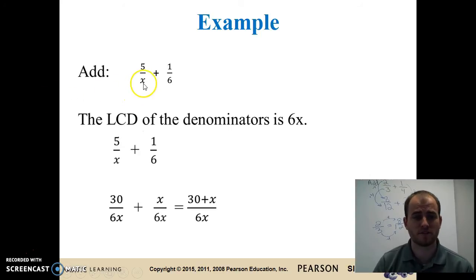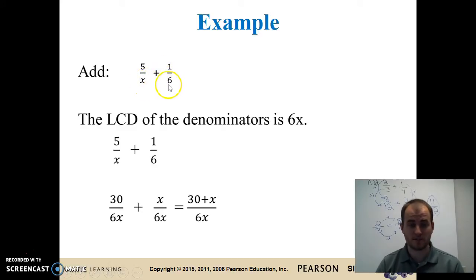What about when you have letters? 5 over x plus 1 over 6. So again, your least common denominator here, if you remember what we did last section, you just multiply the 6 times the x, because they're different things, and you get 6x. So to write the first one over 6x, you need to multiply by 6. If you multiply the denominator by 6, you need to multiply the 5 by 6 to get 30. To go from 6 to 6x, you need to multiply by x. So you get 1x over 6x.